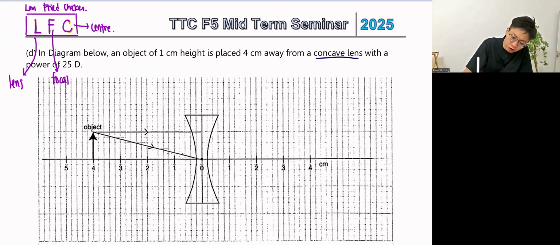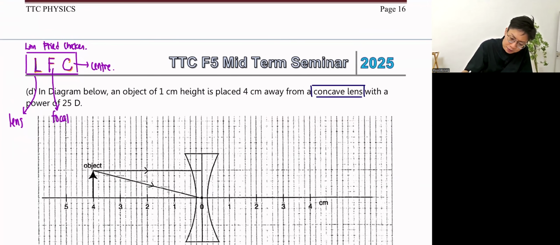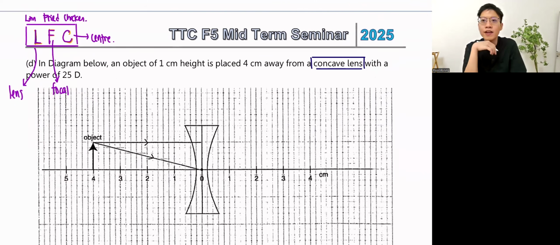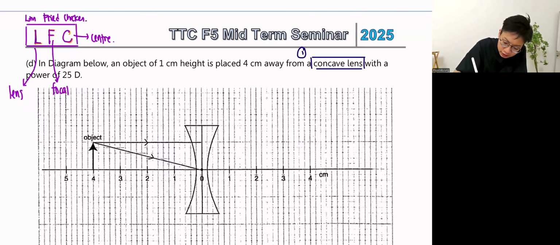First of all, you have a concave lens. That's your concave lens on page 17, guys. Is a concave lens converging or diverging? Chen Tian, very good. Yep, diverging. So we check already. The first step is I need to know that it is diverging here, so I write diverging first.